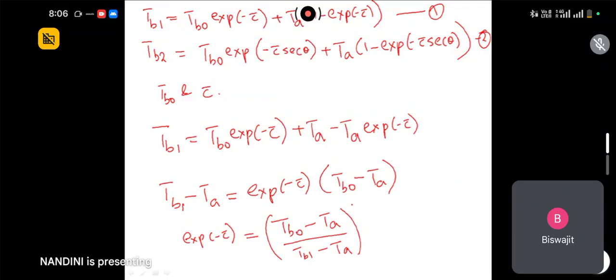Inverse. Or TB1 minus Ta by TB0 minus Ta. This is the value of exponential of minus tau. Now in the second equation, we have exponential of minus tau into sec theta.